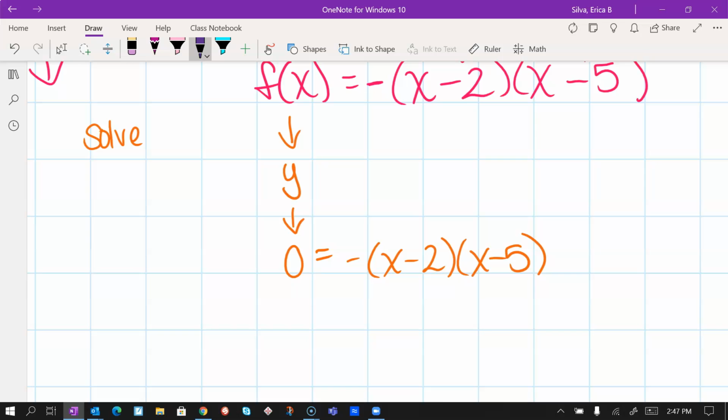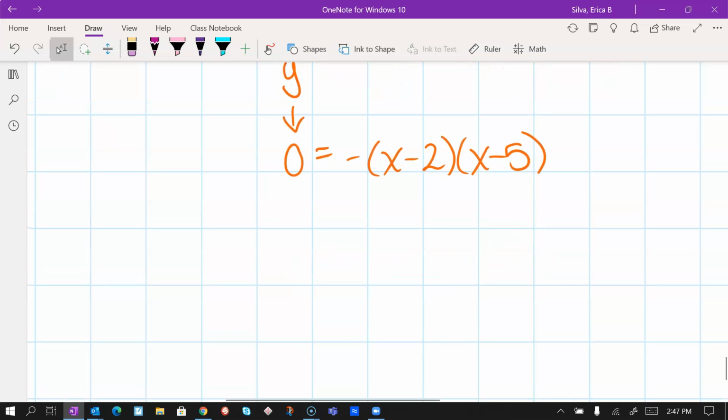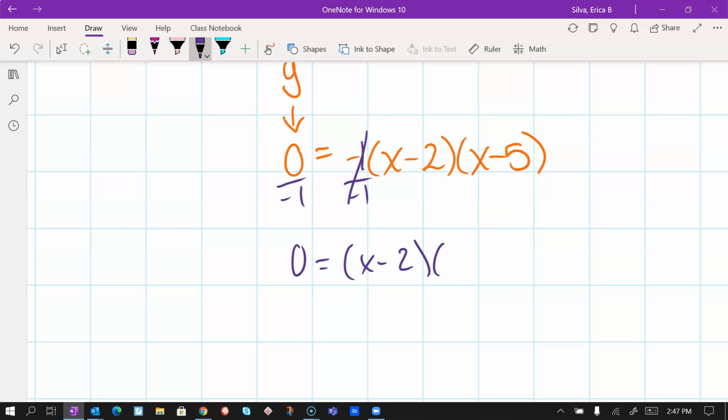Now that negative does nothing for us when we're actually solving, because if I have a negative 1 here, I can divide this by negative 1 and this by negative 1. That cancels. We still end up with 0, and we end up with this. So the negative doesn't really matter. I'm going to erase it. I just wanted to make sure you guys saw that.